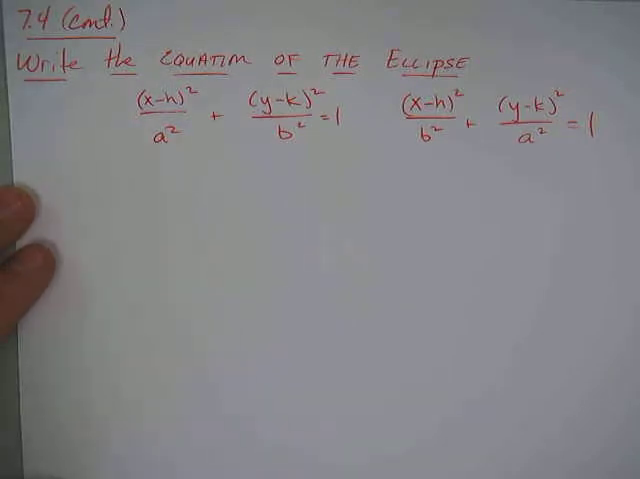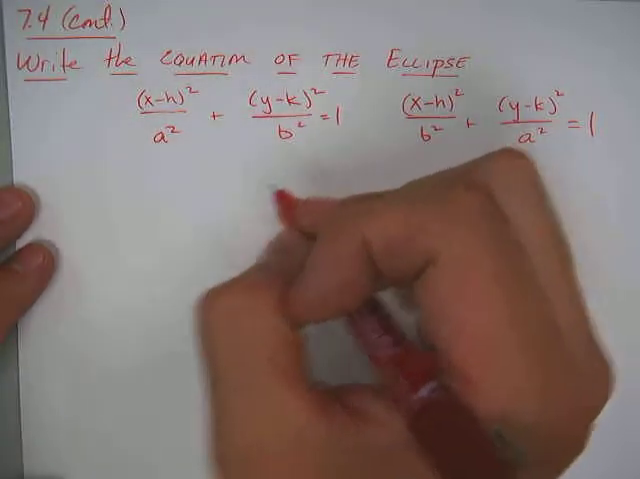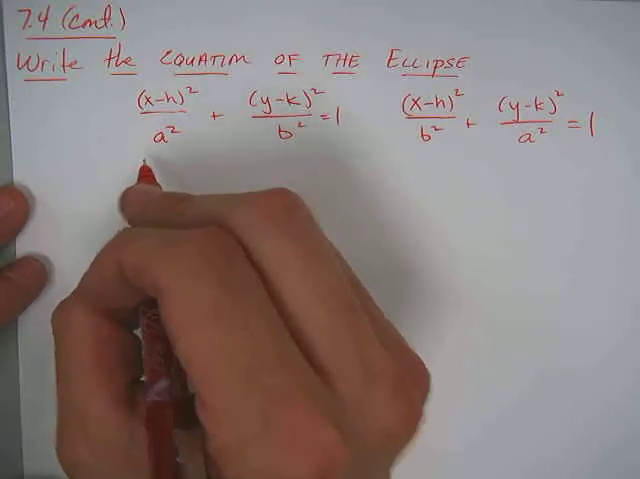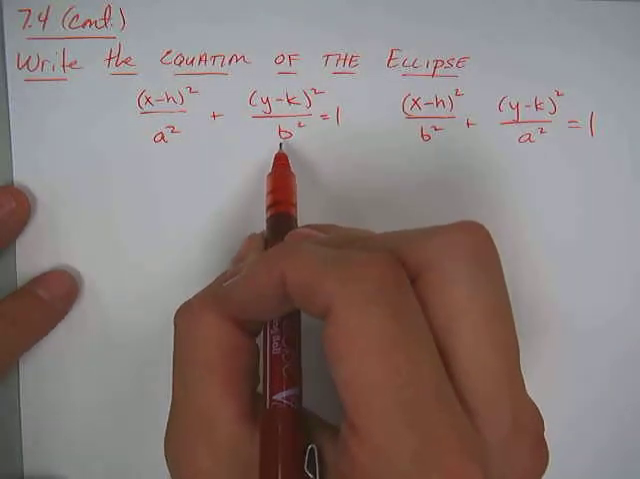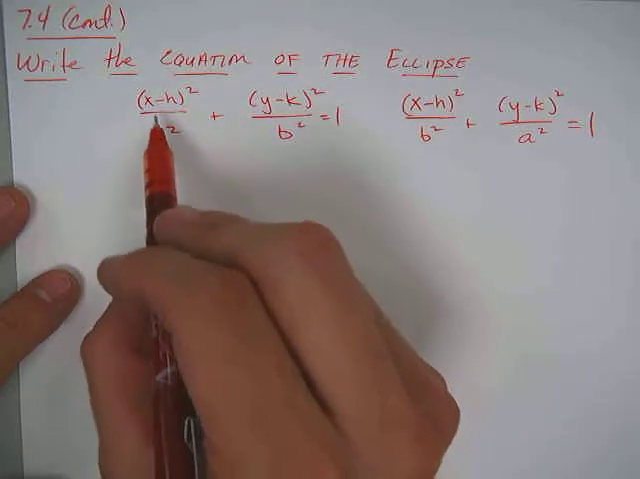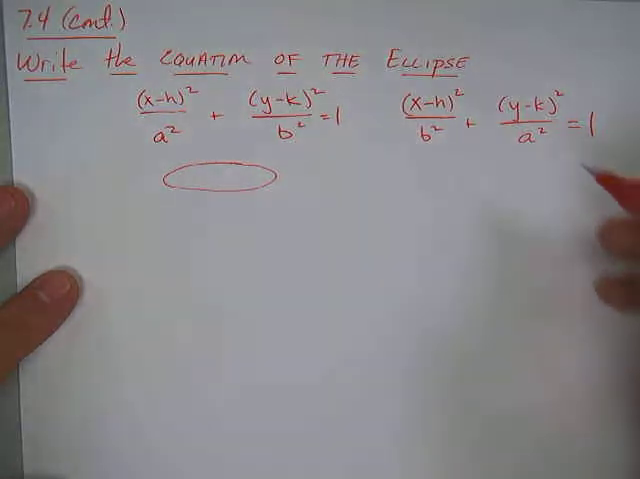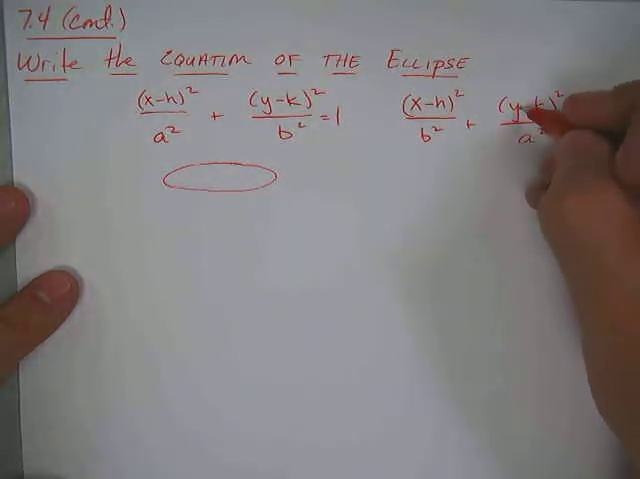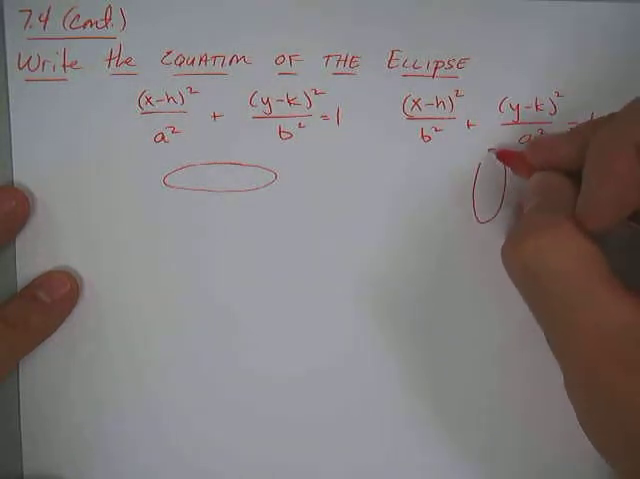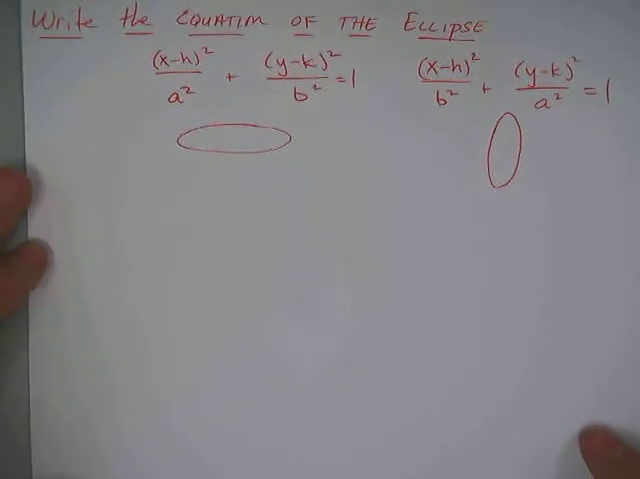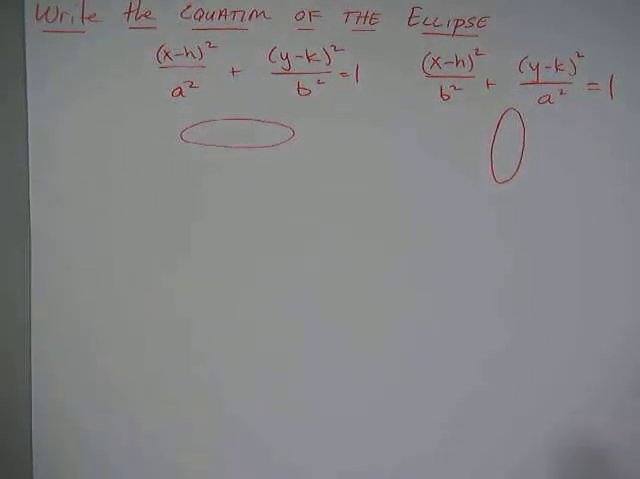And what was the big difference? Well, since a refers to the length of half the major axis and b is half the minor axis, whenever the major axis is along the x-axis, this would be an ellipse that looks something like this, while this one with the a's underneath the y would be an ellipse that looks something like this. So, using that information, let's go through and do an example.